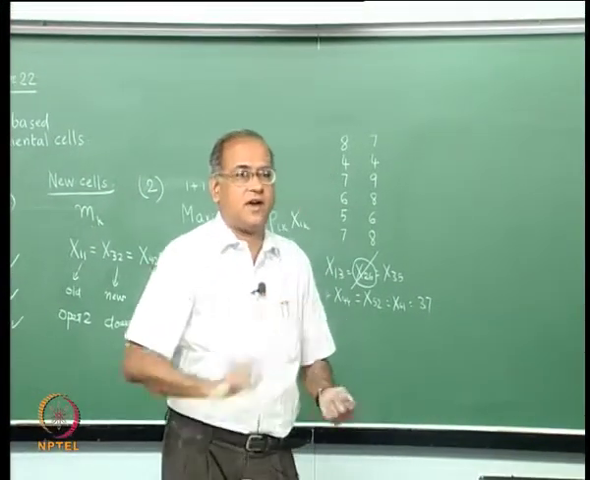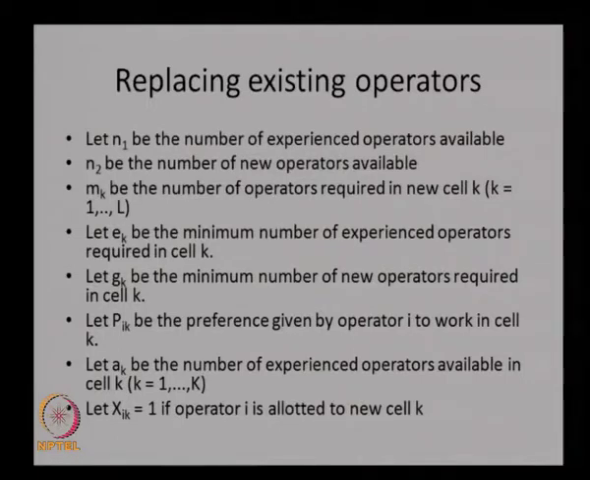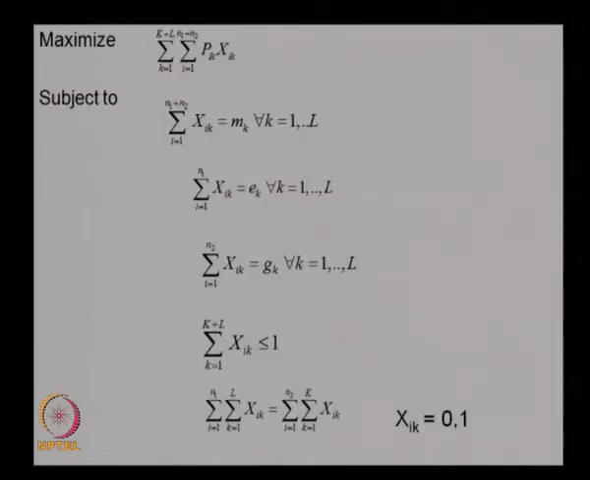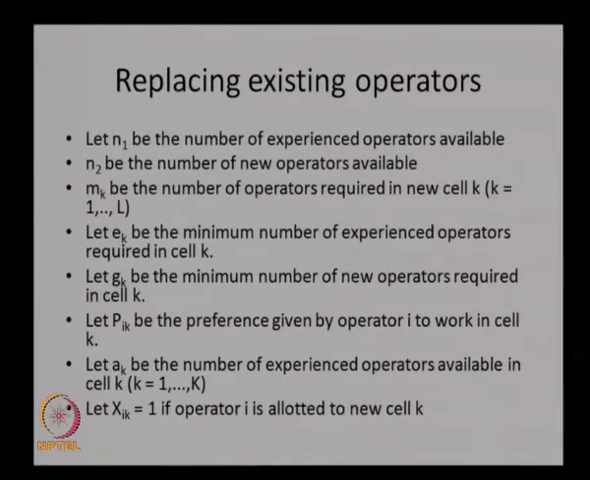So, this has to be modified, and we look at a new modified operator allocation problem. So, again the new model will look at, let n1 be the number of experienced operators, n2 be the number of new operators. Again mk is the total number of operators required in the new cell. Again ek be the minimum number of experienced operators required in new cell, and gk be the minimum number of new operators required in cell k.